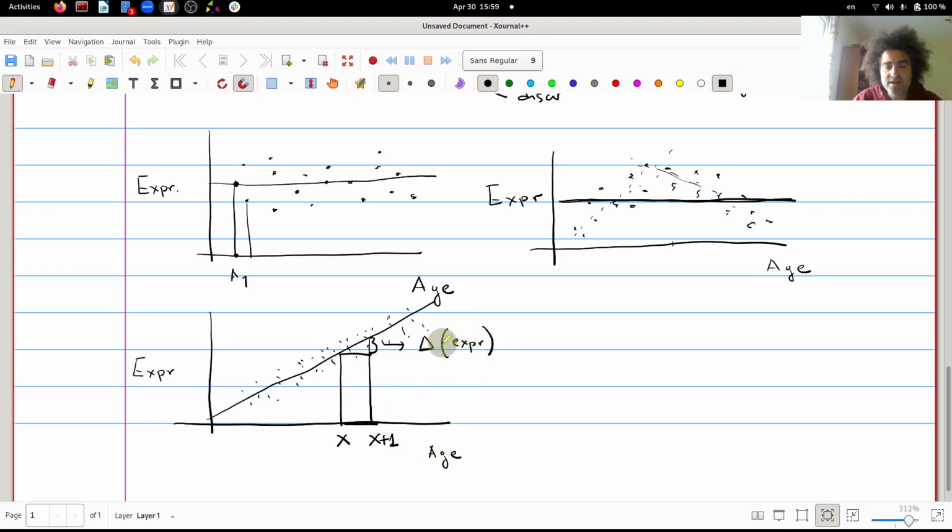And this change is not affected by the age itself. So it doesn't really matter what x is here. We can increase the age from this point m to m plus 1, and this plus 1 increase will always change the expression level by the same amount delta x. So what we try to do here is to fit a model that actually explains the expression level with these constraints.